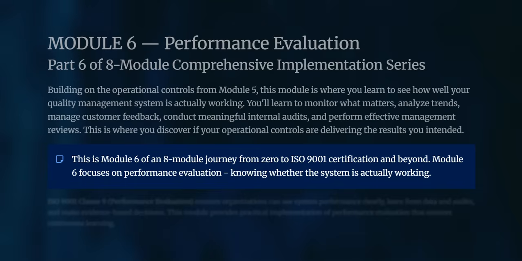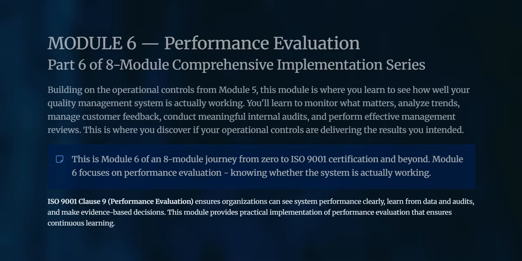Module 6 focuses on performance evaluation, which means knowing whether the system is actually working, and through this module, you will learn it. According to ISO 9001 Clause 9, which is performance evaluation, it ensures that organizations can see the system performance clearly, learn from data and audits, and make evidence-based decisions. This module provides practical implementation of performance evaluations that ensures continuous learning.